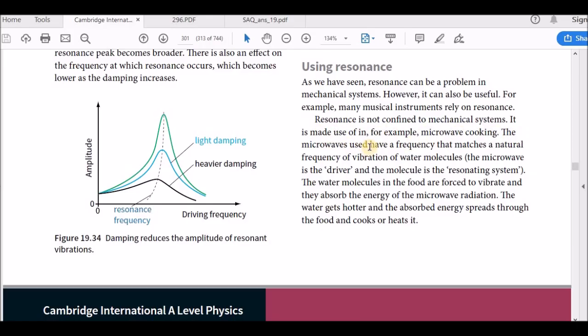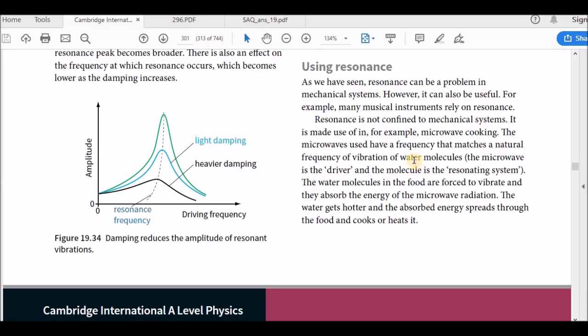The microwaves used have a frequency that matches the natural frequency of vibration of water molecules. The microwave is the driver and the molecule is the resonating system. So the microwave causes the water molecules to vibrate. That is why the microwave is the driver and the water molecule is the resonating system. So remember these two words, driver and resonating system. The water molecules in the food are forced to vibrate and they absorb the energy of the microwave radiation. The water gets hotter and the absorbed energy spreads through the food and cooks or heats it.